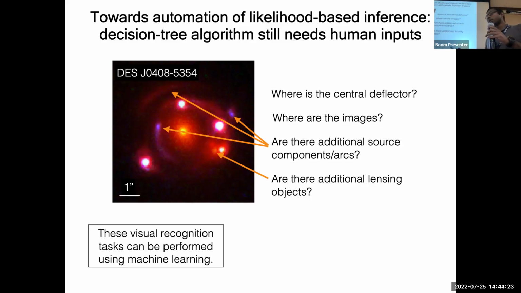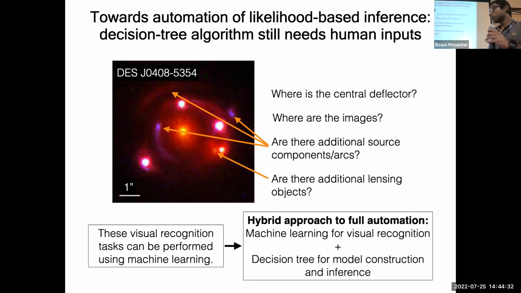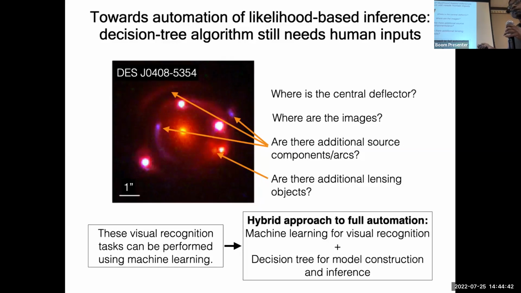This is very hard to do in a decision tree, but visual recognition can be performed using machine learning techniques. So my idea is to have a hybrid approach to reach full automation. Machine learning can perform visual recognition on a given image, and then the visual recognition will provide information to the decision tree to make an optimal model for likelihood-based inference.